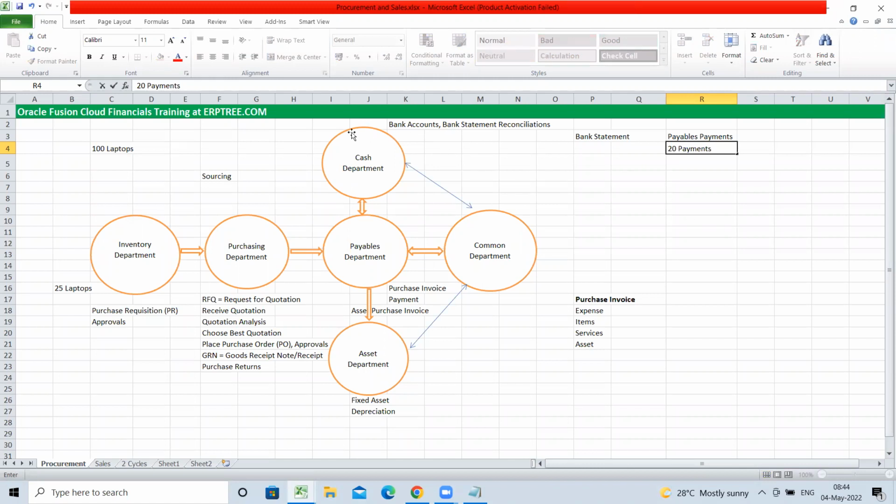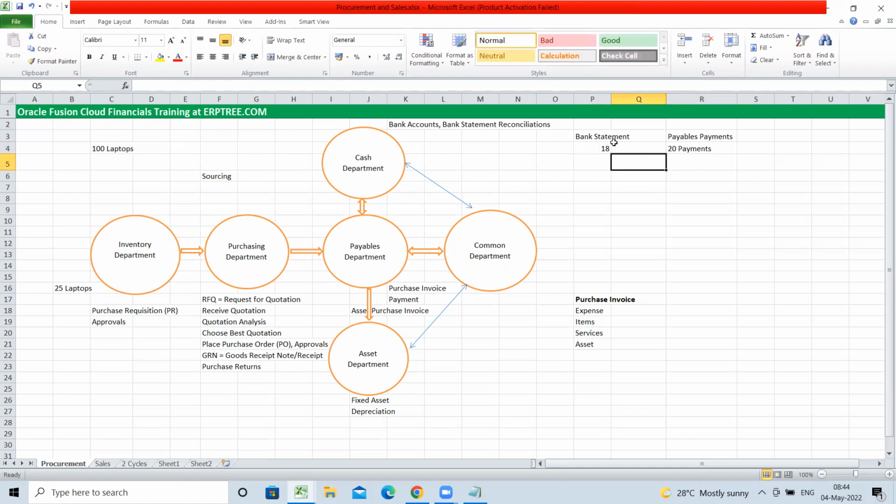Who collected this information? The cash department is collecting the data from the payables department related to payments. The payables department provided that they processed 20 payments in the last month. And they collect the bank statement from the banker. As per the bank statement, how many payments are processed? They collect that, and it may say only 18.